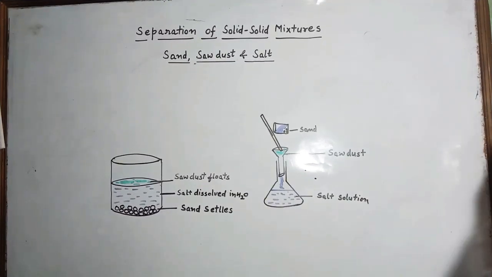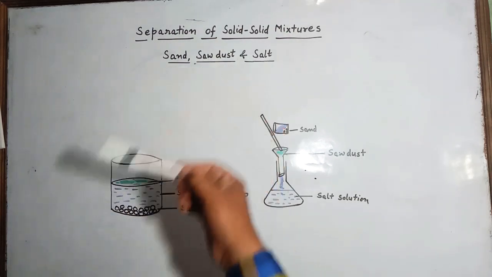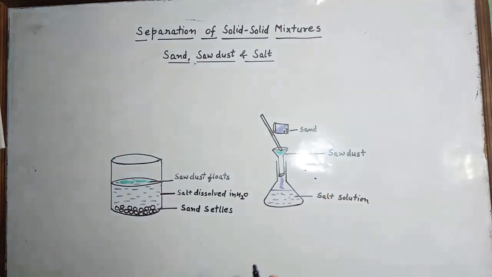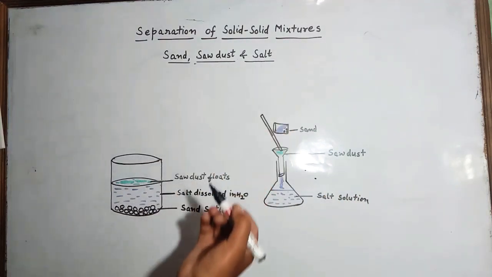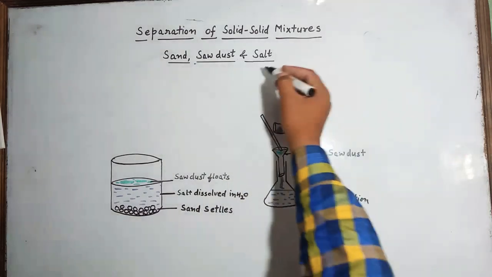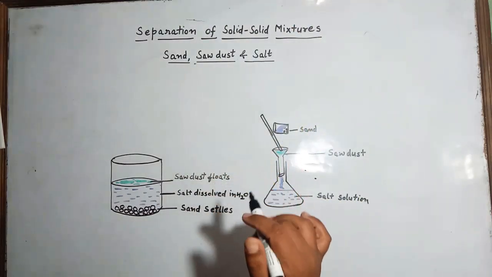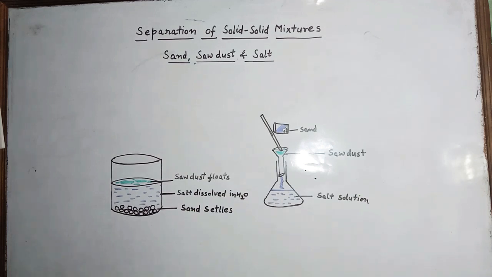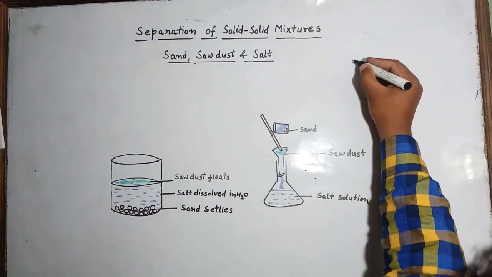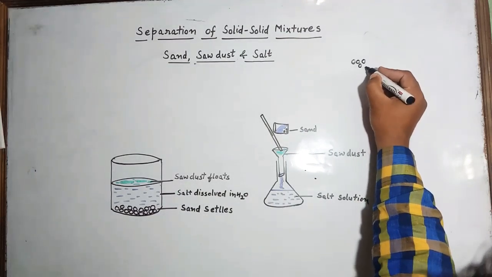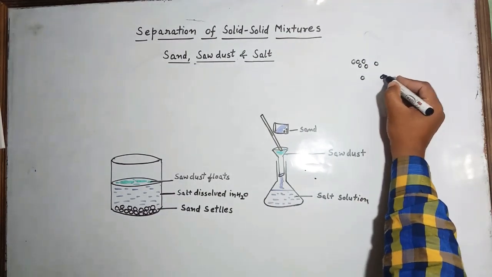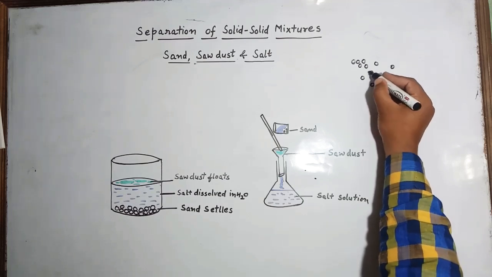Now in separation of solid mixtures, we will learn how to separate sand, sawdust and salt from each other. You all know that sand is a solid, sawdust is again a solid, and salt is a solid, which means three solids are here. I can represent sand with particles like these. These are our sand particles.